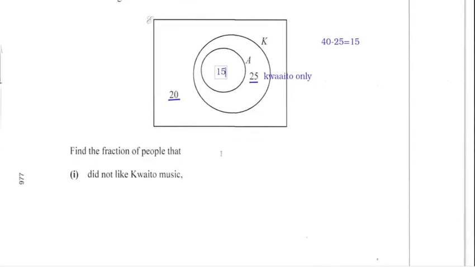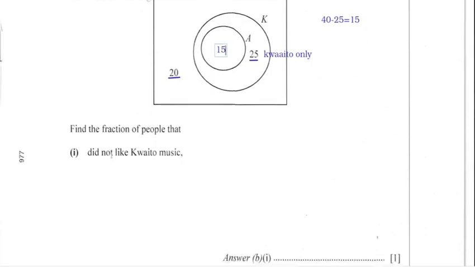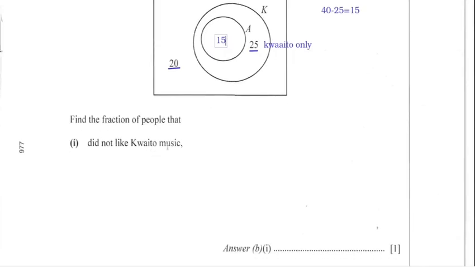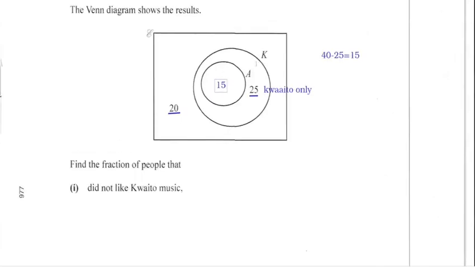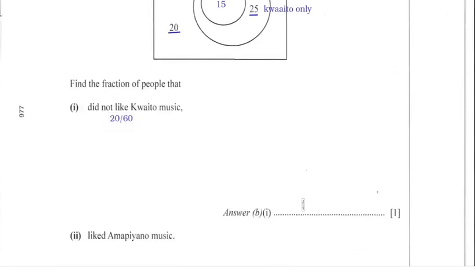Now here is the question. Find the fraction of the people that did not like Kwaito music. So outside K we have 20. So that's 20 over the total number of people there, 60. And this can be simplified to 1 over 3.